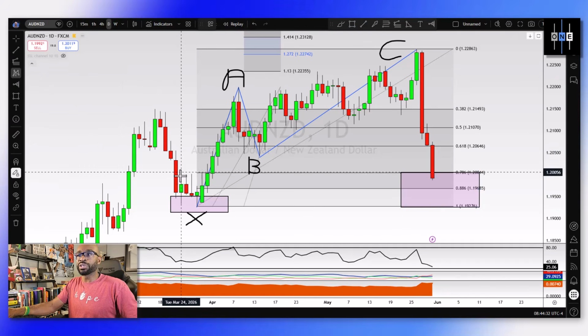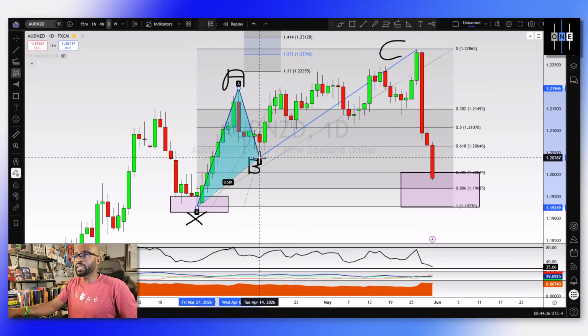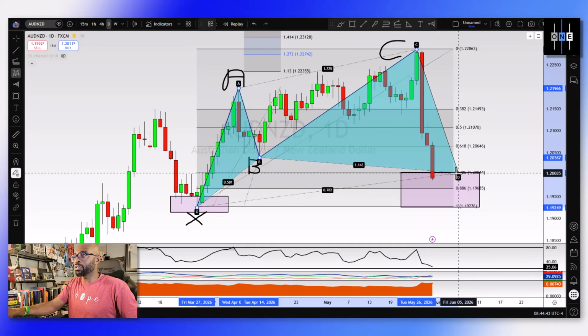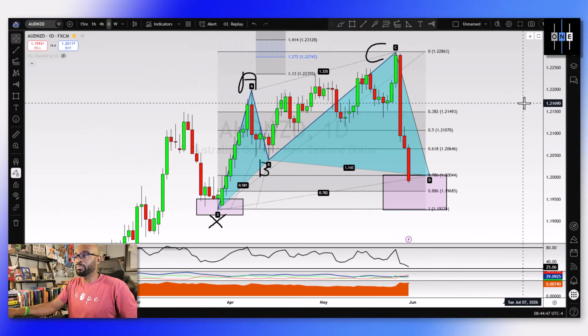And all in all, it's going to look something like this. Swing low to swing high, X to A, retracement, A to B, extension, B to C, and final pullback right here, up here, C to D for a bullish Cypher pattern.